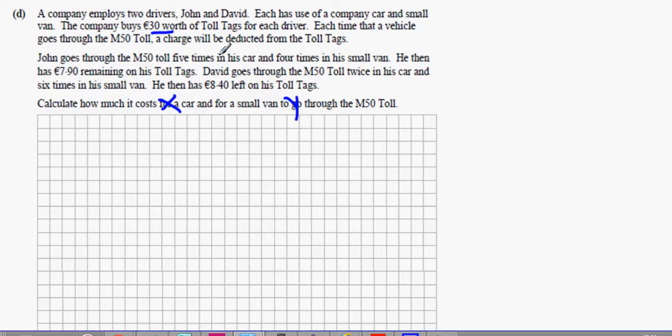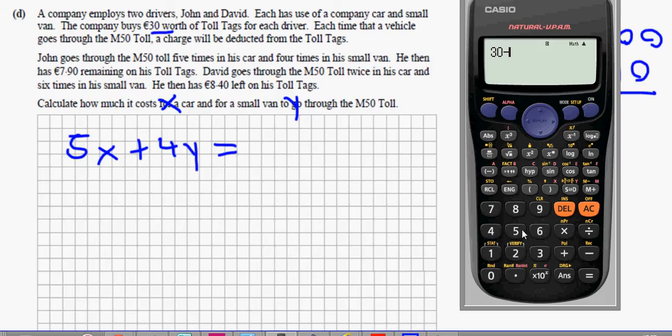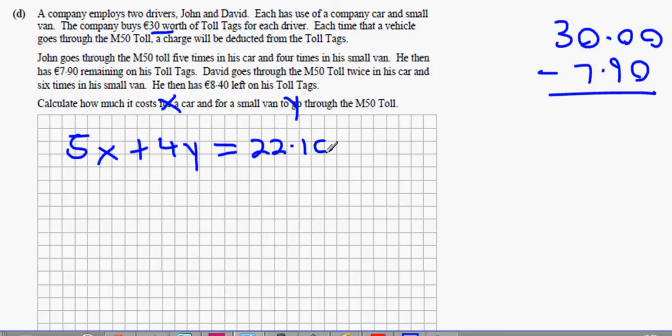John goes through the M50 toll 5 times in his car. So that's 5 multiplied by the charge in a car, and then he goes 4 times in a small van. So it's going to be 4 multiplied by the cost in the small van, and that has to equal €30 minus his €7.90 remaining. So he has €7.90 remaining from €30, which will give us his total cost. So 30 minus 7.9, and that will give me 22.1. So €22.10 for that one.